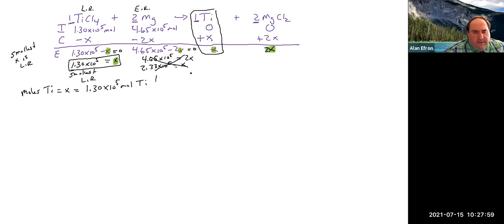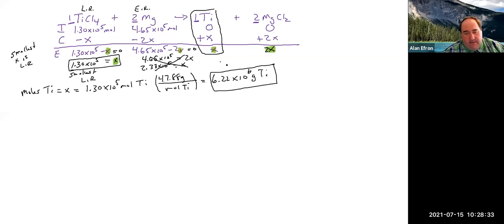which I think I put up there on the other page, and we would get from the periodic table, which is 47.88 grams per mole of Ti. And that would tell us that we would produce 6.22 times 10 to the 6 grams of Ti. That would be our theoretical yield. First off, any questions on that so far?